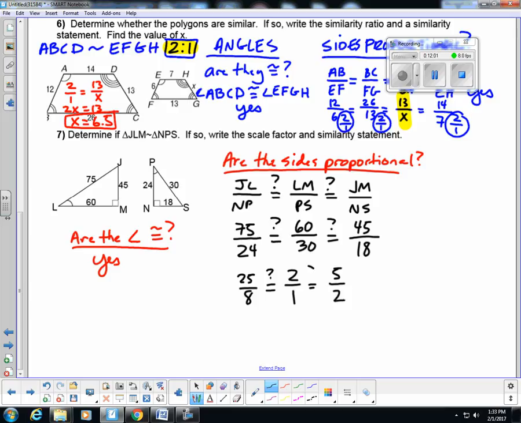Even though only one of the three, or one of however many sides you're comparing, doesn't work, you don't even really need to check the last one, but they don't work. So, no, these triangles are not similar because their sides are not proportional. Go ahead and turn the page.